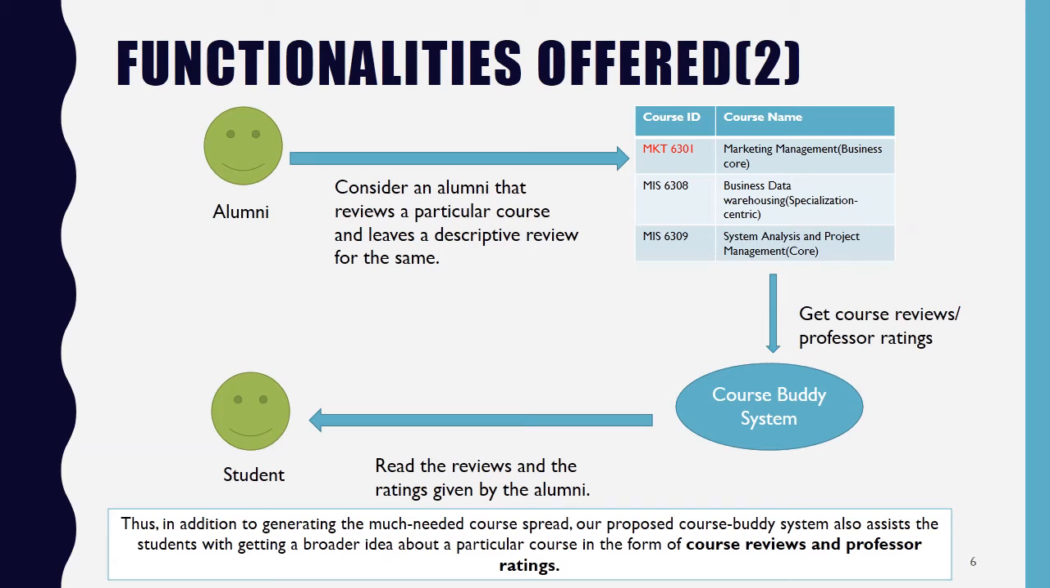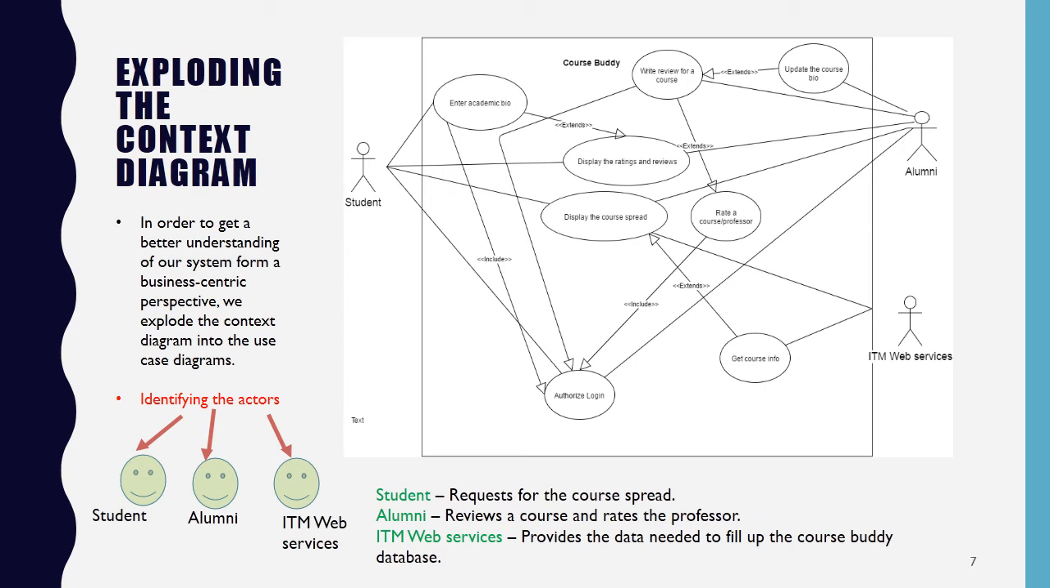The next functionality bridges the student community with the university's alumni through the CourseBuddy system. As it can be interpreted from the slide, the alumni, after getting access into the CourseBuddy system, has the ability to review a course and simultaneously rate the related professor. CourseBuddy system then updates its database with the same, and the student will then be able to benefit from it by getting the reviews and ratings pertaining to that particular course.